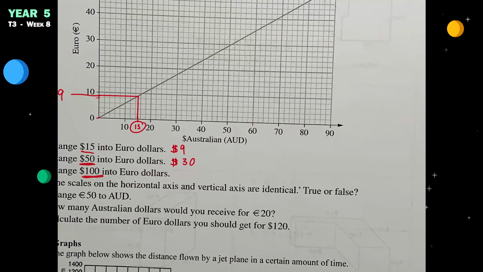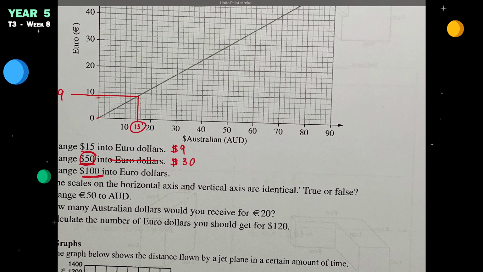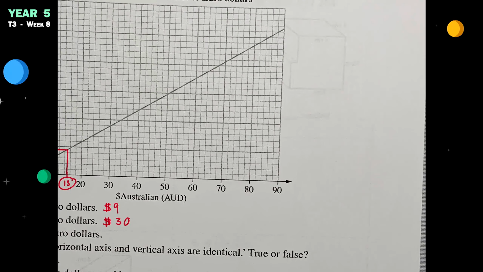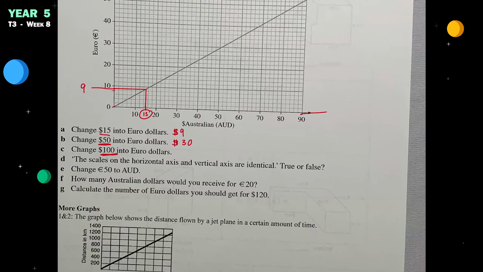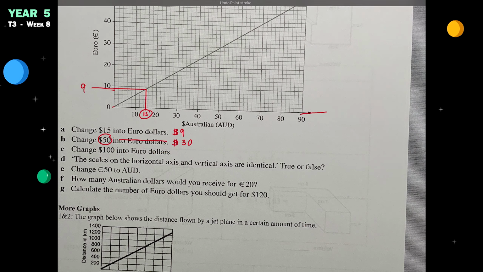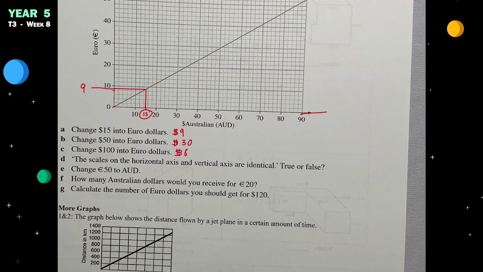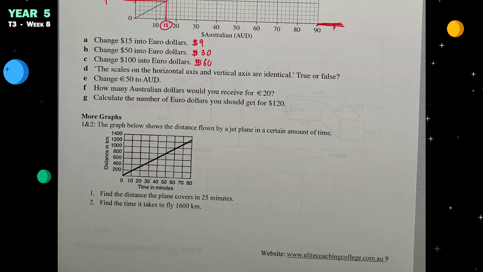$100. Well, if $50 is 30, $100 must be 60, right? So let's just double check that, okay? They don't even give you 100, but you can make a very safe assumption that if 50 is $30, then 100 is double of 50, which means it's going to be double the European dollars. So that would be $60. You don't even see 100 here, so you can only make a very estimated guess.